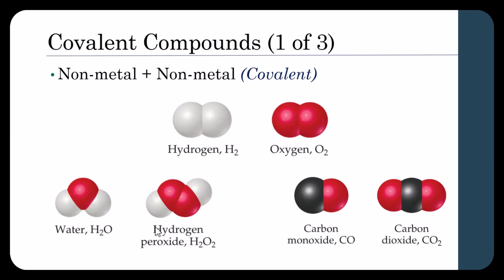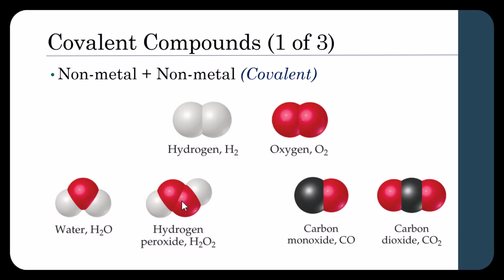Here's an example of some of the combinations that we'll see. Down here at the bottom left, water is H2O. We've got 2 hydrogens, that's the white dots here, and 1 oxygen. Another molecule that exists is hydrogen peroxide. It's 2 hydrogens, but this time we've got 2 oxygens. So that's just a little preview that we can have any combination of atoms.